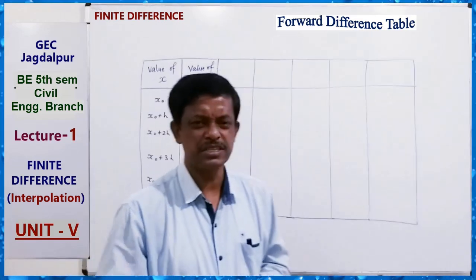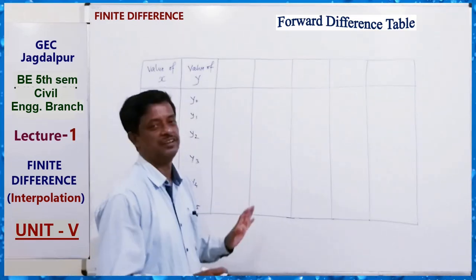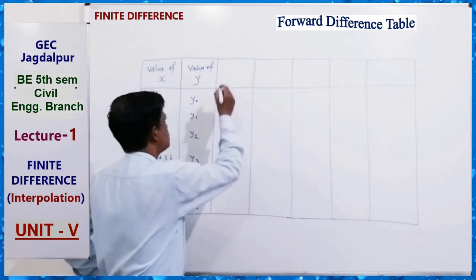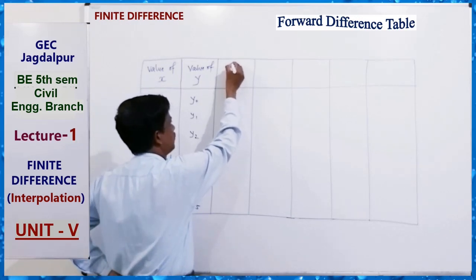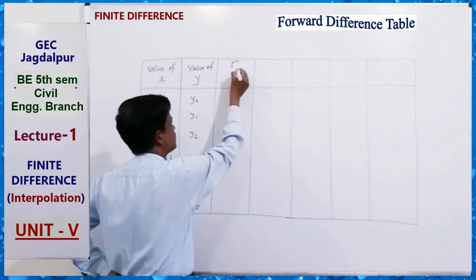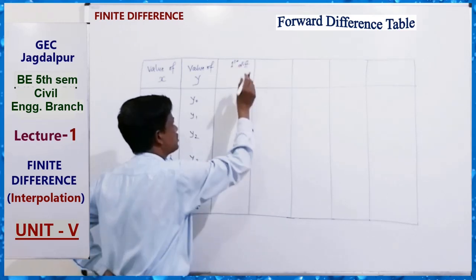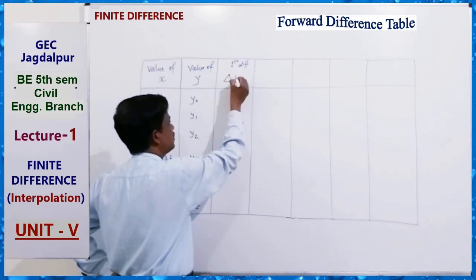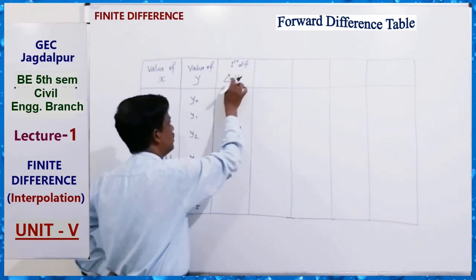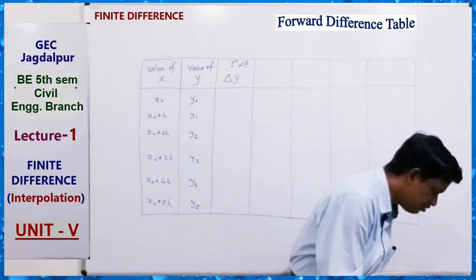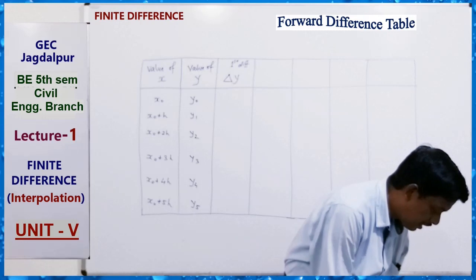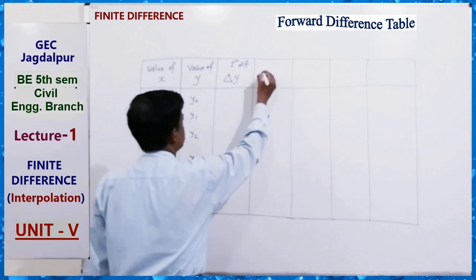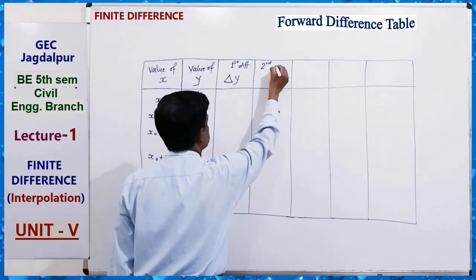The difference table making process is very simple. You only have to subtract and write the value in between. This is the first difference, first order difference. For forward, if we take the forward difference, then this is del y. So here we just write the difference like this. Clear? Del y.